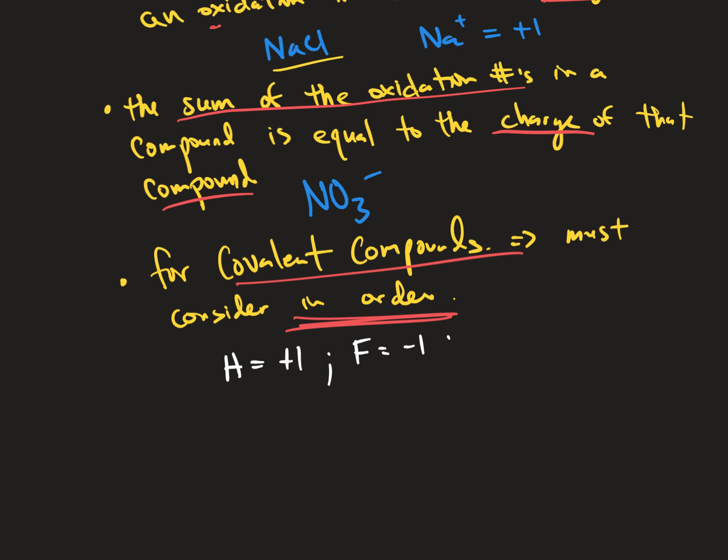Okay? And if it doesn't have either hydrogen or fluorine in it, then we look at oxygen. The next highest electronegative element. What's its charge? -2. Yeah. And then after that, good guess, we do chlorine, bromine, and iodine, and these guys are -1s. And that's it. We're done. That's all we have to worry about.